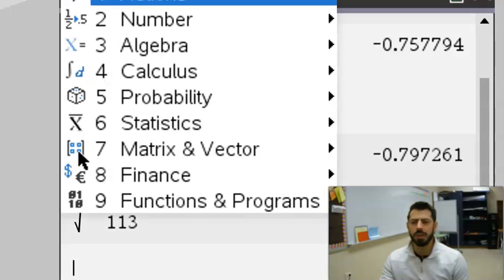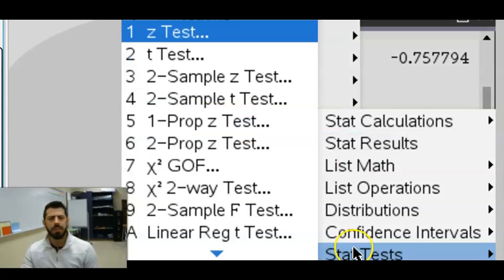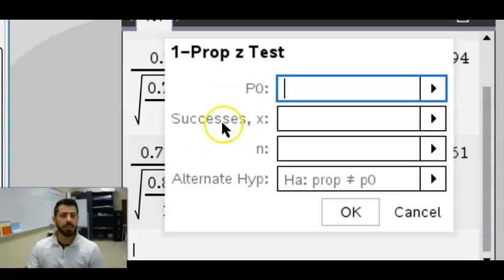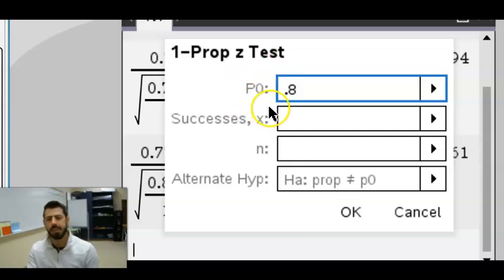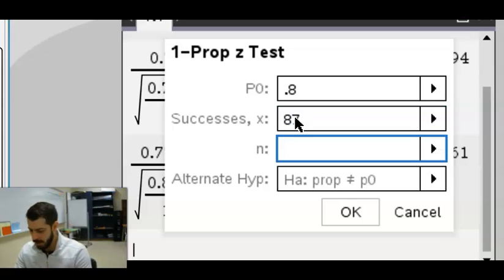First, you have to remember what class you're in. You're in statistics. Then you have to remember what it is you're doing. You're doing a significance test, a stat test. Then you have to remember what you have. I have one proportion. Here you go. So it'll ask you a couple questions. Okay, what does the null hypothesis say is true? He says he makes 80% of his free throws. How many did he actually make? Well, he made 87 out of 113.